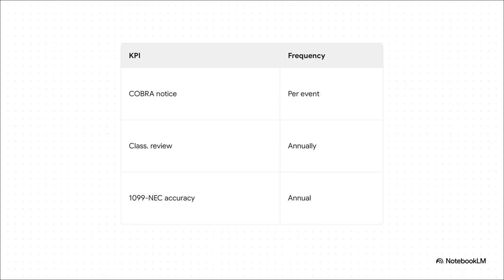The second half of the KPIs starts with COBRA notice compliance per event, and then we pivot over to the contractor and advisory metrics. These are measured a bit differently: annually, quarterly, or monthly. We track the classification review rate, which is the percentage of your contractors actually reviewed in the last 12 months. We check 1099-NEC accuracy annually, statement of work budget utilization monthly, the overall contractor to employee cost ratio quarterly, and the PTO liability trend on a monthly basis.